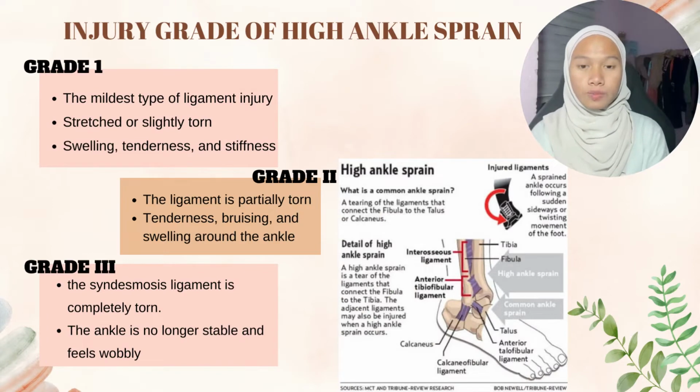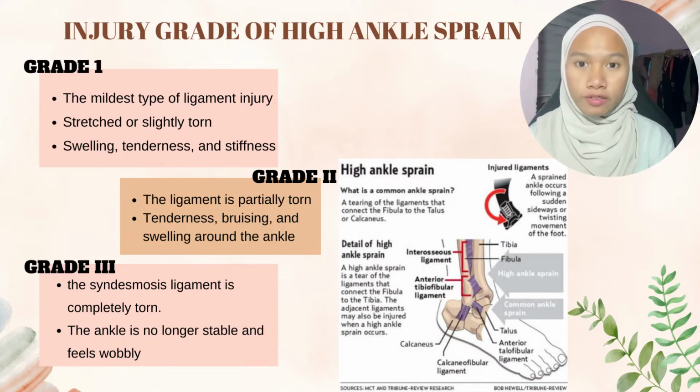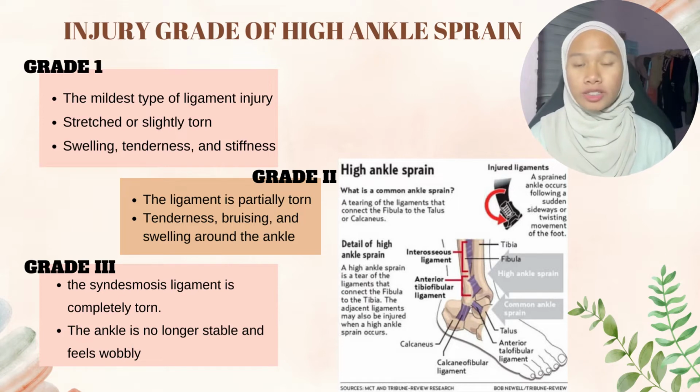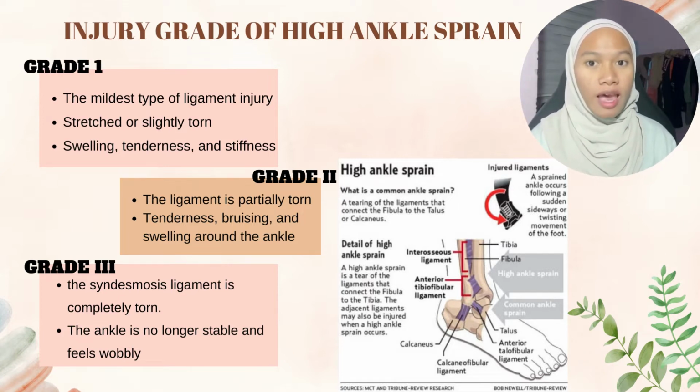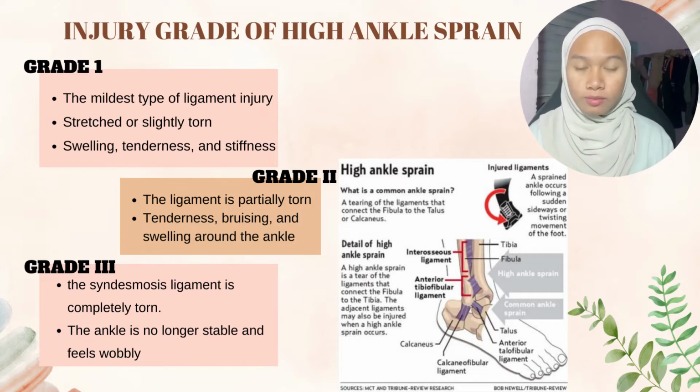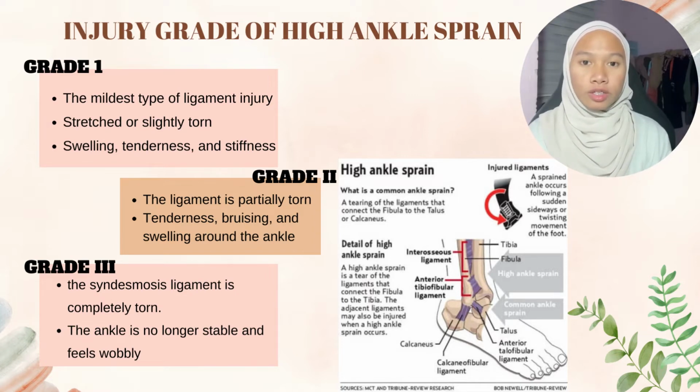A high ankle sprain is divided into 3 different categories, which are grade 1, 2, and 3, according to the severity of the injury. Recovery time will depend on this grade. Grade 1 is the mildest type of ligament injury, as the syndesmosis is usually only stretched or slightly torn. Symptoms of a grade 1 injury may include swelling, tenderness, and stiffness. Even though the ligament is injured, walking is still possible.